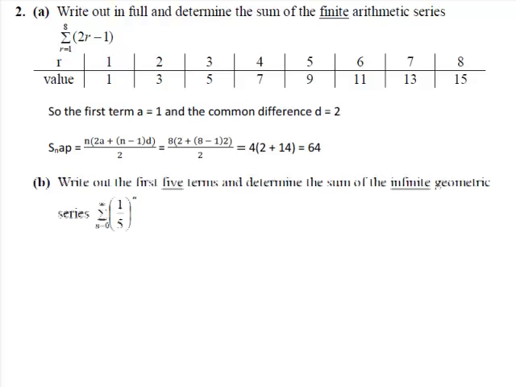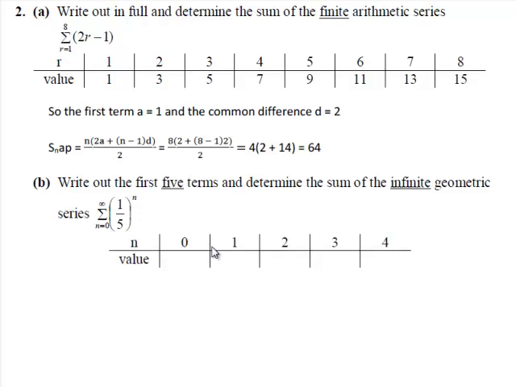Now, question 2b. Write out the first 5 terms and determine the sum of the infinite geometric series. So you can see it goes from 0 to infinity, and as before we're going to create a table. So the first value is 0, so the fifth value is actually 4, and what we're going to do is to put these numbers in place of that n there. Now any integer raised to the power of 0 is 1, so that gives us the first term, and then this is a fifth squared, a fifth cubed, and so on. So there we are, those are those values.